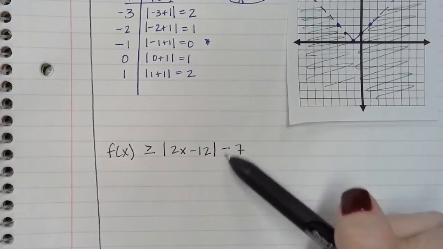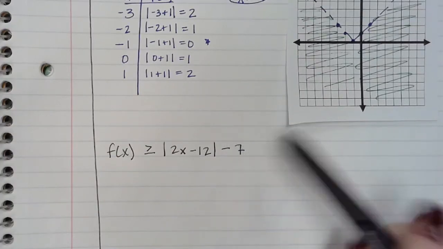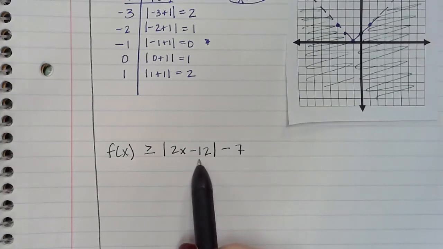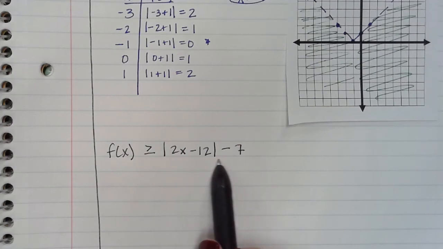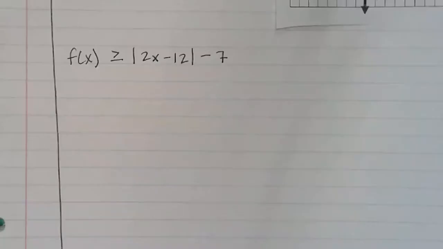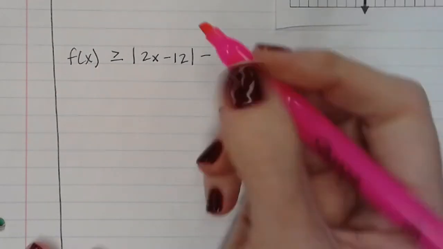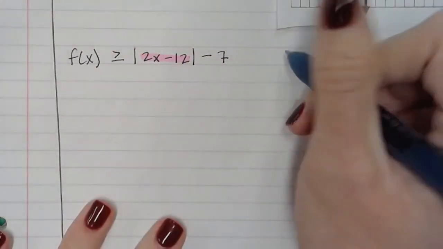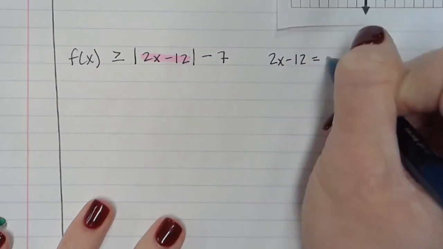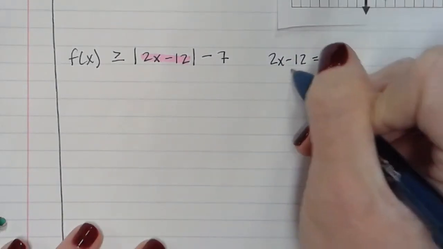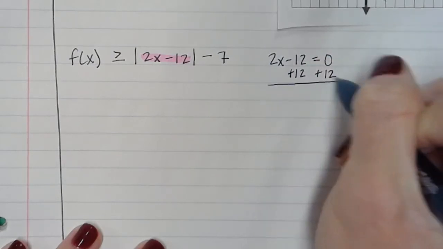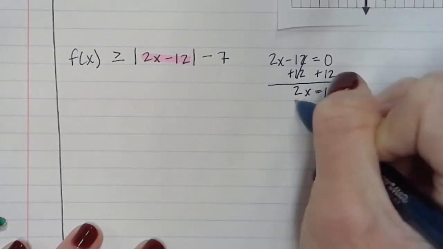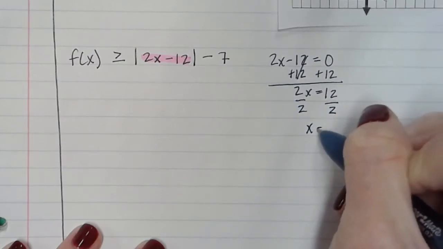Now just because we have this value being subtracted at the end does not change our steps. We still want to set the inside equal to 0 to find the x coordinate of our vertex, and then plug in the x values and evaluate the entire function for each x value in our table. So 2x minus 12 equals 0. Add 12 to both sides, and we get 2x equals 12, divide by 2, x equals 6.